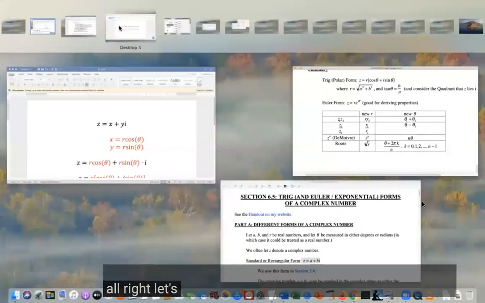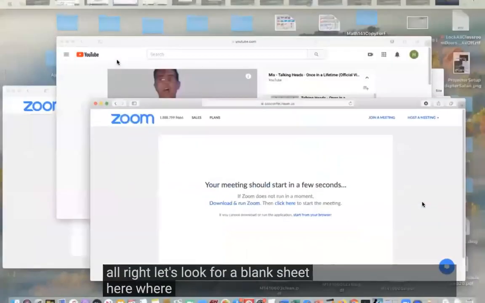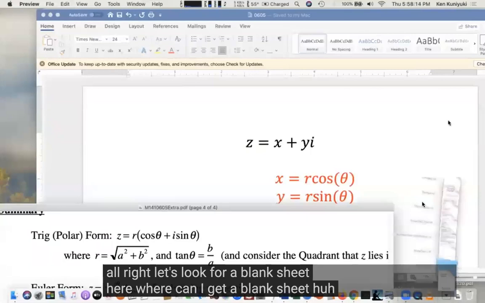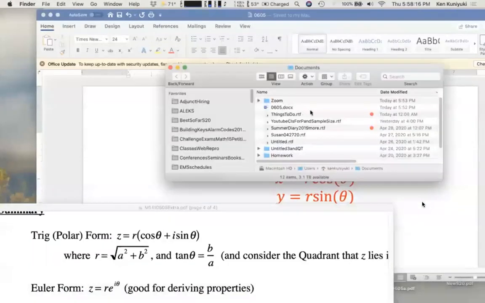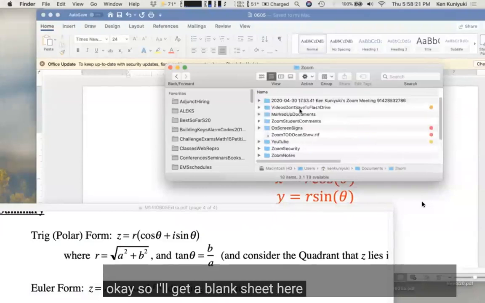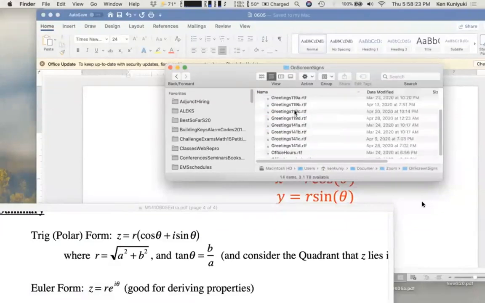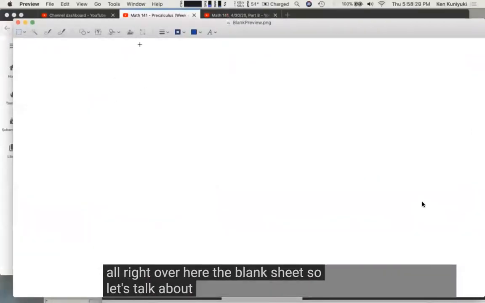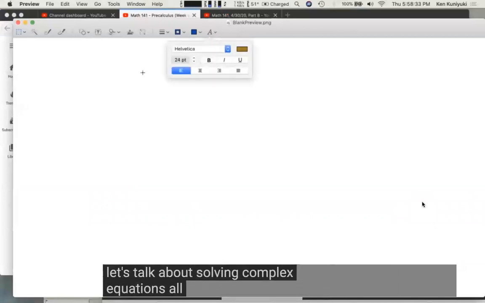All right, let's look for a blank sheet here. Where can I get a blank sheet? Okay, so I'll get a blank sheet here. All right, over here, the blank sheet. So let's talk about solving complex equations.